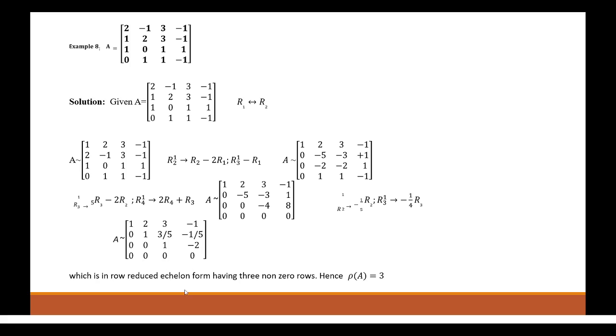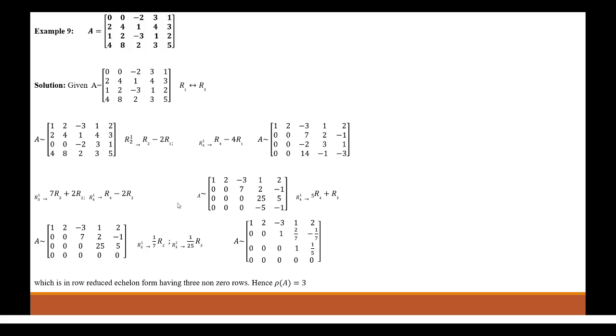This is a row reduced echelon form having 3 non-zero rows. Below the principal diagonal, the elements are zeros. Hence the rank of the matrix is 3. There are 3 non-zero rows and below the principal diagonal the elements are zeros. So next we move on to example 9.